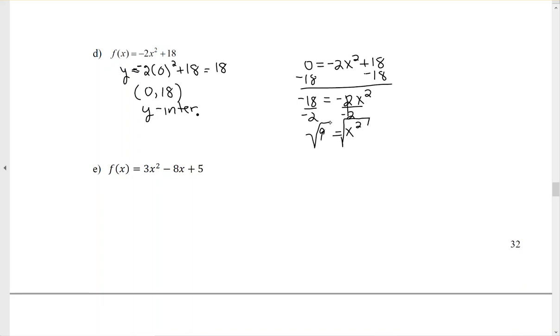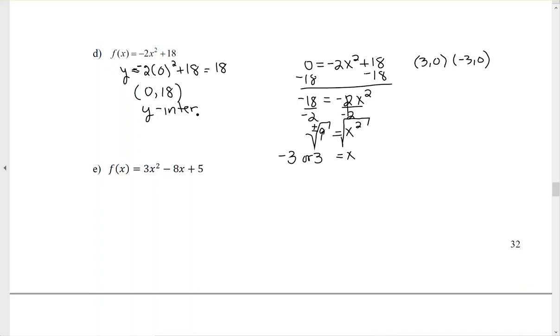When I take the square root to both sides, this is where I am going to get my 2 different values here. X could be a positive square root of 9, which is 3, or x could be the negative square root of 9, or negative 3. So this has 2 x-intercepts, one at positive 3, 0, and the other one at negative 3, 0.